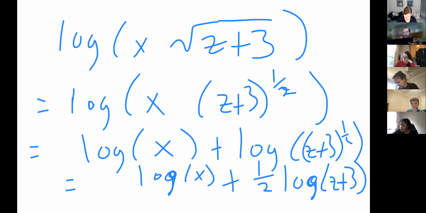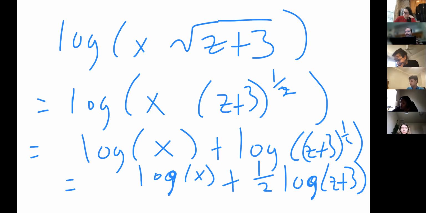Okay. So the multiplication becomes what? Addition. Multiplication inside the log is addition outside the log. And then I bring my power down.